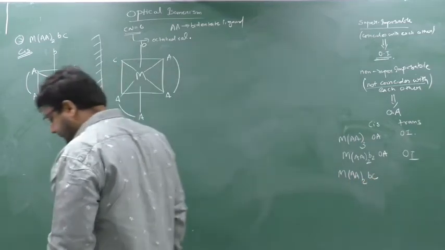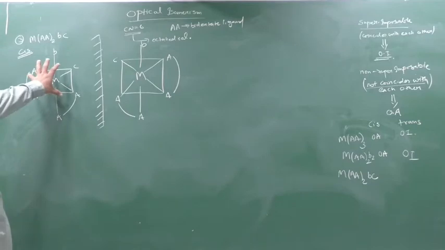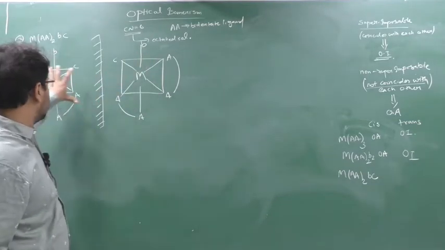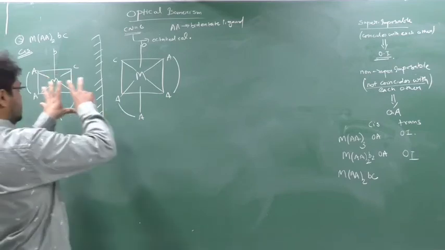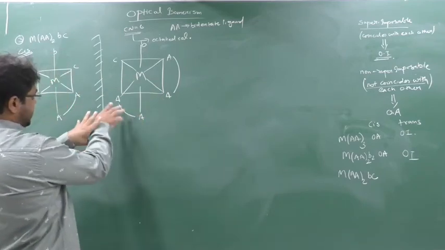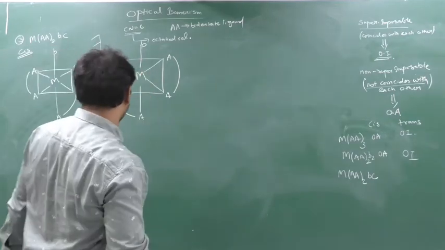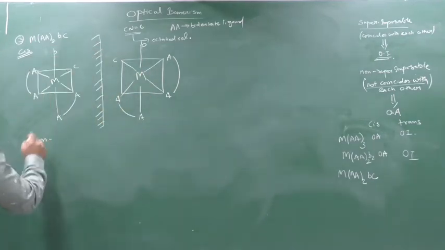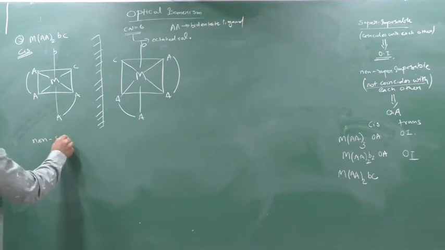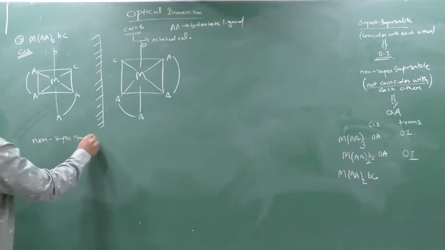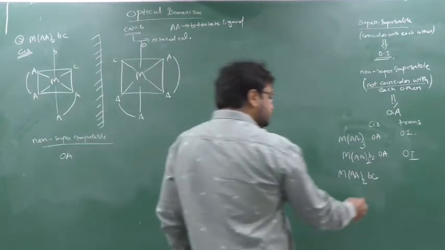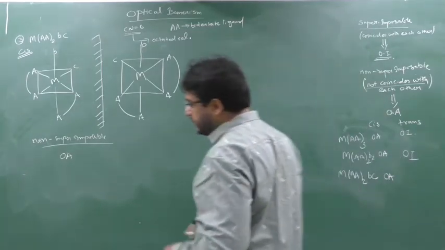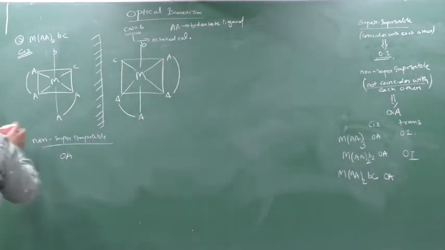MAA2BC. Now, when you take the object and place it on the image, see, they are non-superimposable. You can see there is a bond here, but there is a bond here. So when I put it here, the bond remains as it is. So they are non-superimposable. So when non-superimposable, what is the condition? Check it out. Non-superimposable, optically active. Clear?